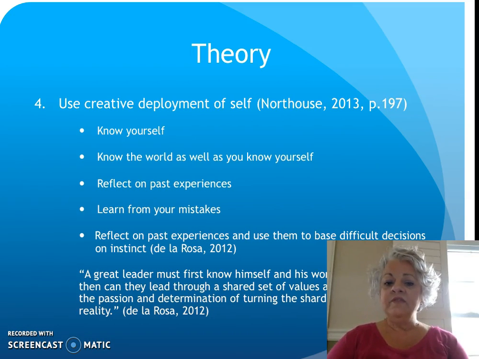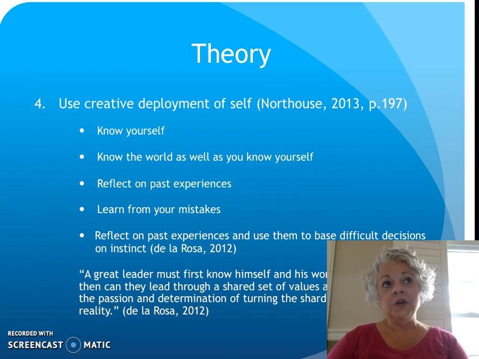And then you need to reflect on your past experiences. What did I do the last time something similar to this happened? Is there something that I did that did not work? And learning from your mistakes: I know that I'm not going to do that again. And as you go through this, you have to make some difficult decisions, and as a leader you always do. You have to reflect on your past experiences and use those.